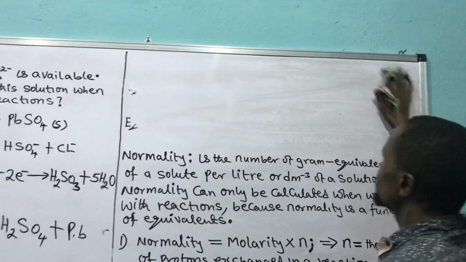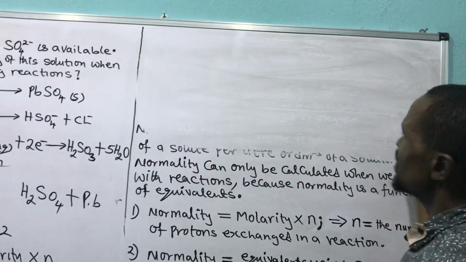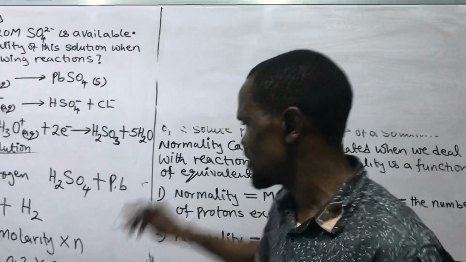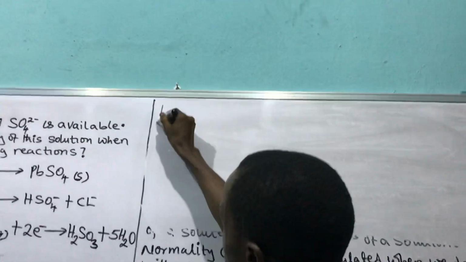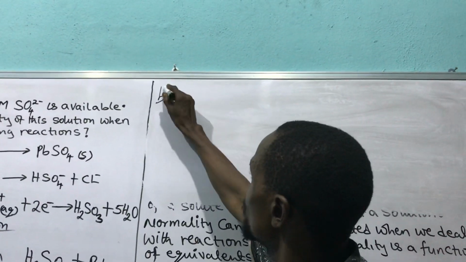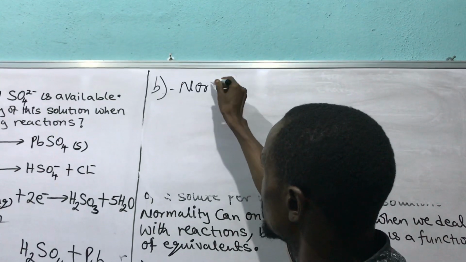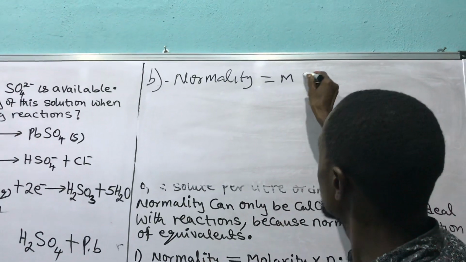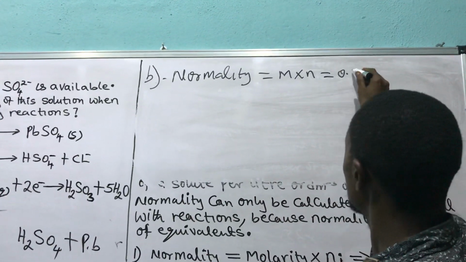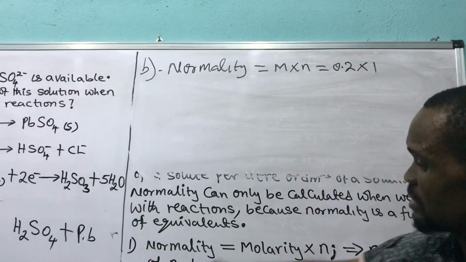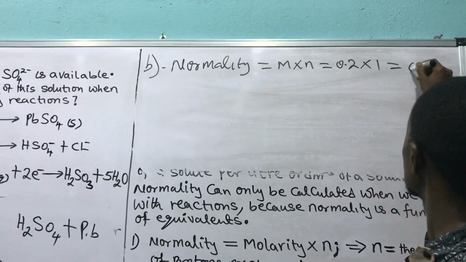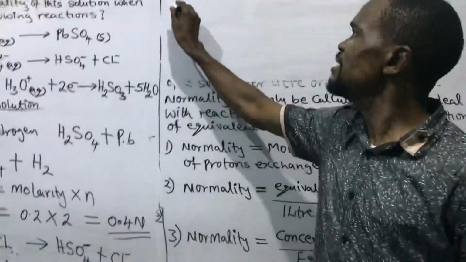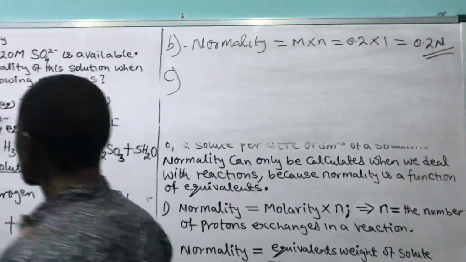Question C. Looking at the question number C, I think you got this. We said for question B that normality equals molarity times n, which gives me 0.2 times 1. In this case, n is 1, which gives me 0.2 normality. That's our answer. Then C, let us go to the reaction of C.